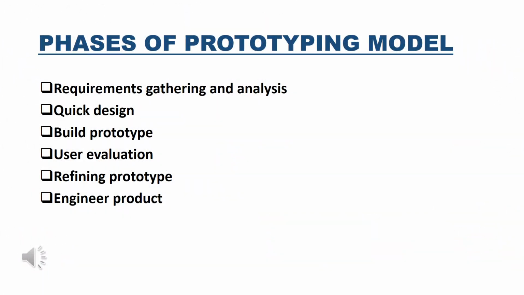So these are the basic phases that we have already discussed about the prototyping model, which starts with the requirement gathering from the user, and on the basis of the requirement we create a quick design and we build a prototype, that is the sample of the entire product. That prototype is given to the user for evaluation, and if the user is not satisfied, then that prototype is again refined, and finally when all the refinement process has been done and the user is satisfied with the current product, then the final product is engineered.